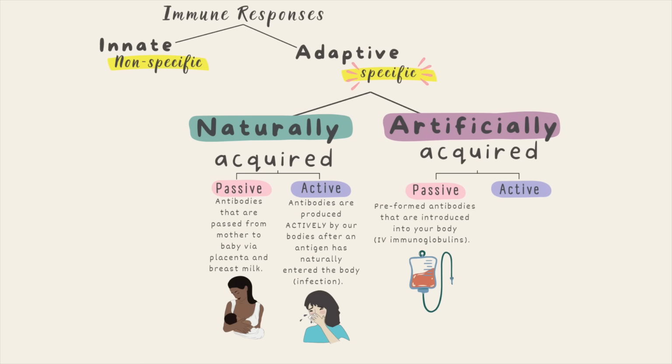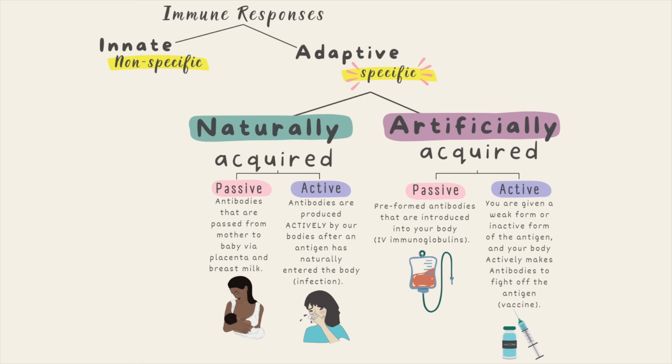In contrast, in artificially active immunity, you are given a weak form or inactive form of an antigen, and your body actively makes antibodies to fight the antigen off. So you see, in passive, you are given the antibodies and you don't need to make them, but in active, you are given the antigen and you must make the antibodies to fight off the antigen.